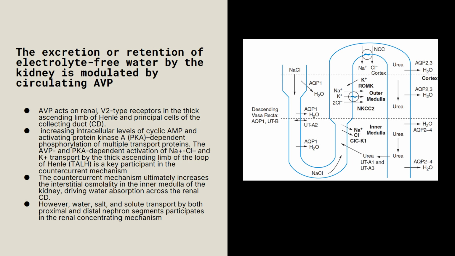This is the loop of Henle, and here we have the distal convoluted tubule, and finally descending in this picture to the right is the collecting duct, and this is the place of action, the place of the V2 receptors that the AVP works on. So the effect of the AVP inside the cell is that it increases intracellular levels of cyclic AMP and activates protein kinase A dependent phosphorylation of multiple transport proteins. And this is the secondary messenger mechanism.